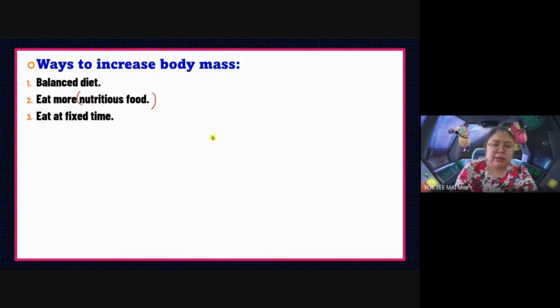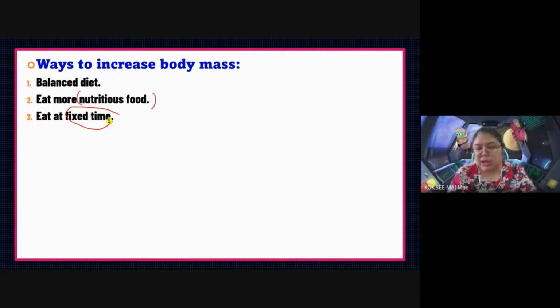Okay, then eat at the fixed time. This is important. Breakfast, lunch, and also dinner. Don't skip. Don't say suddenly today I want to take dinner, tomorrow I don't want to take. And also the time must be fixed. Don't say today I take dinner at 7 o'clock, then tomorrow I take at 11 o'clock. That one is supper already. So that means the time must be fixed when you take lunch, breakfast, and also dinner.